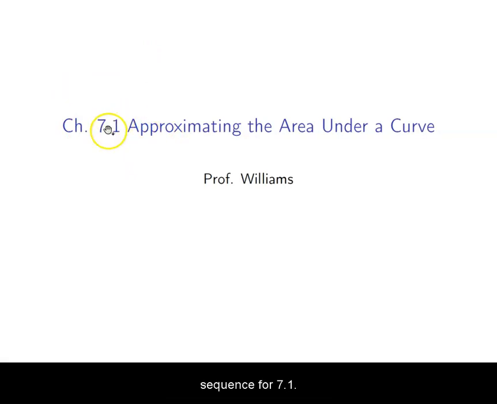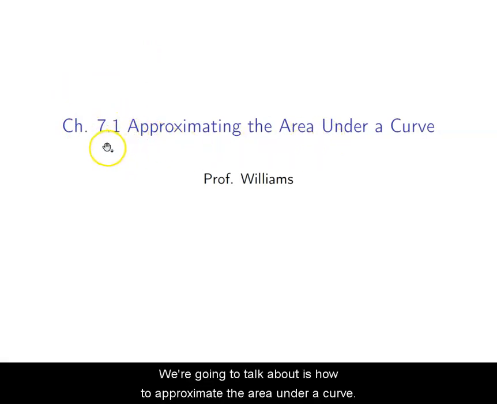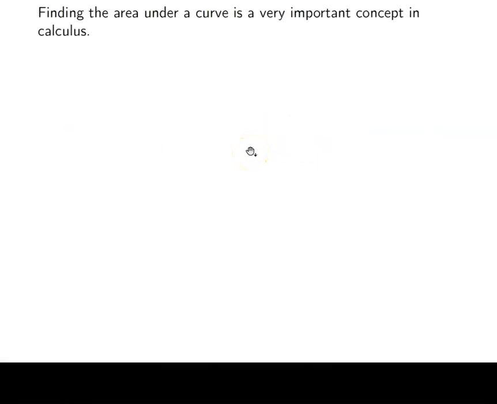So for 7.1, we're going to talk about how to approximate the area under a curve. Okay, so this is a very important idea. It probably wouldn't seem like it from the outside, right? Area is important to us. Area leads to volume, right? And volume is how we characterize a lot of different things. The same with area. But you wouldn't think that the area under a curve would be very important.